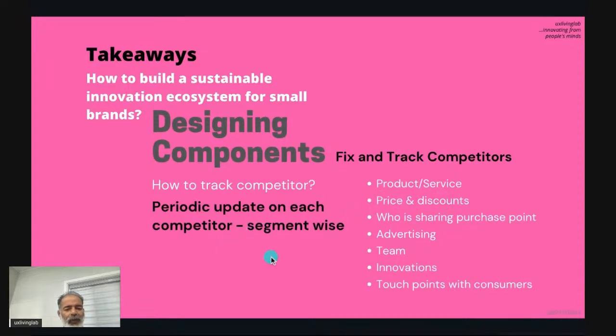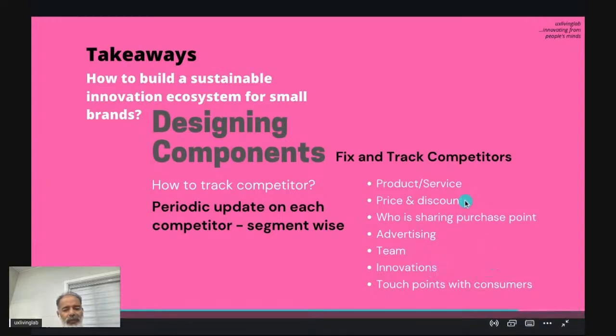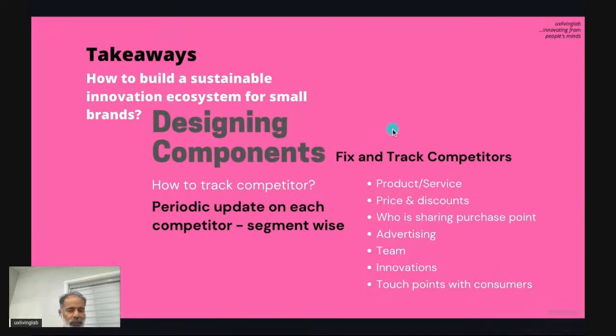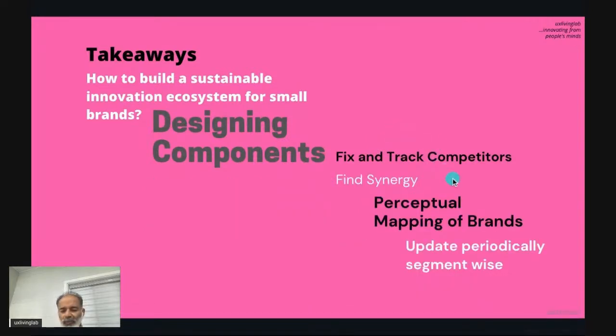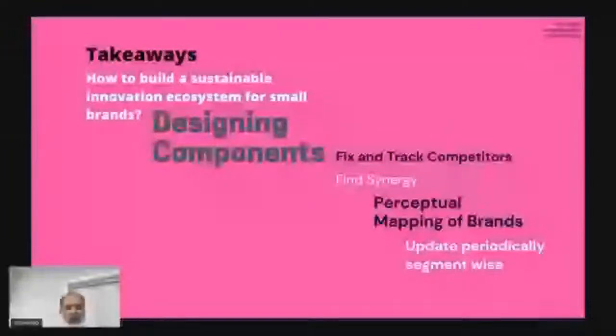Then periodic updates on each competitor, segment wise. What are the things you have to update? Product or service, price, discounts, purchase points, advertising, innovation, touch points with consumers. Then find synergy and do the perceptual mapping, and you have to do these things continuously. Then only will it benefit. A one-time affair is valid for only one or two months at most. Then the entire information will be outdated. So it's better to keep track with periodic updates and continuous tracking of this information.